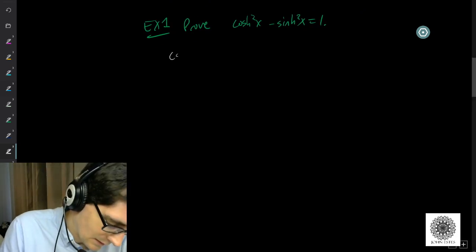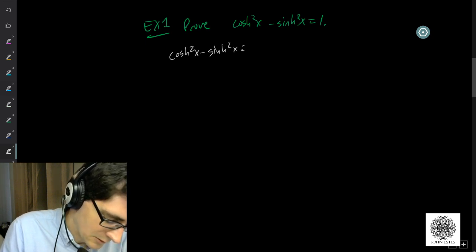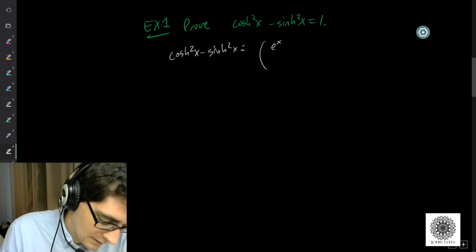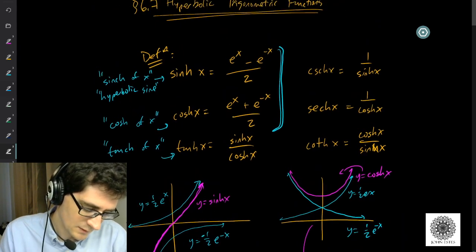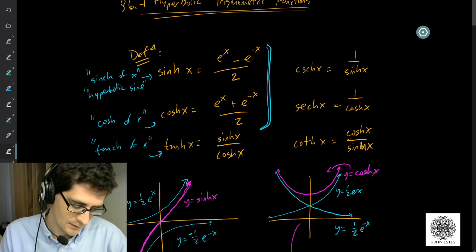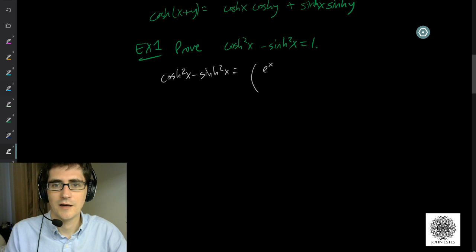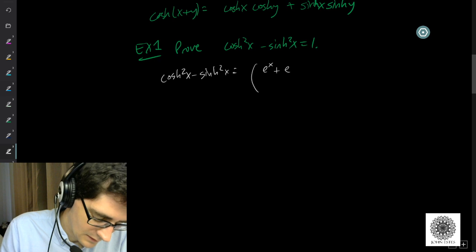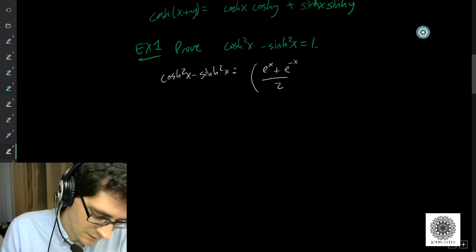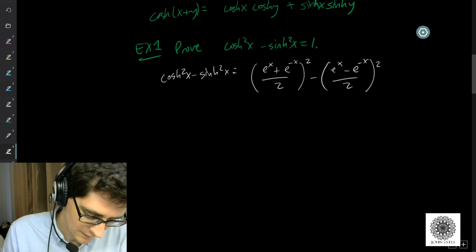Okay, so I'm going to say cosh squared minus sinh squared equals, by definition, e to the x. Now is cosh plus or minus? Let's go back and review one more time. Cosh is plus, sinh is minus. If you want to remember this way, sinh is subtraction, right? The s carries over in alliteration. So we have e to the x plus e to the negative x over 2 quantity squared minus e to the x minus e to the negative x over 2 quantity squared.